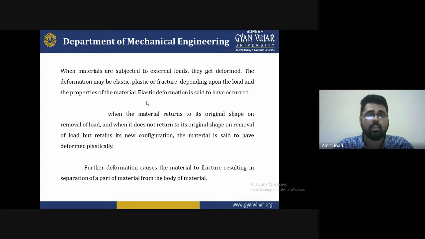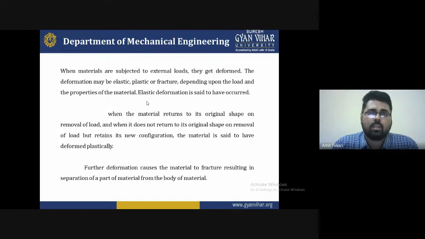After that, there will be a break at any point, at any time. It will happen there. So the further deformation causes the material to fracture, resulting in the separation of a part of the material from the body of the material. That will happen.